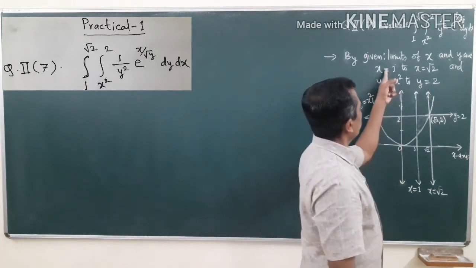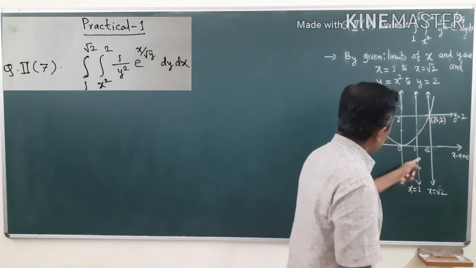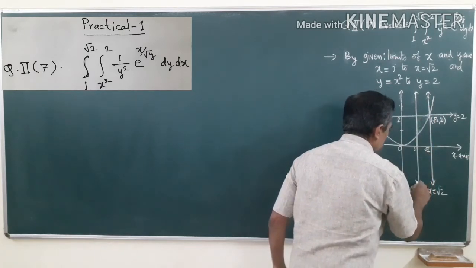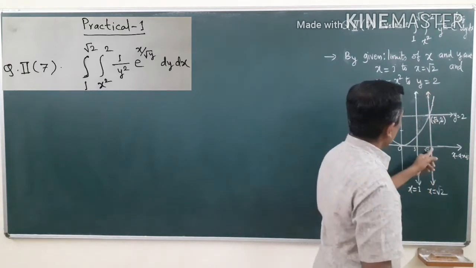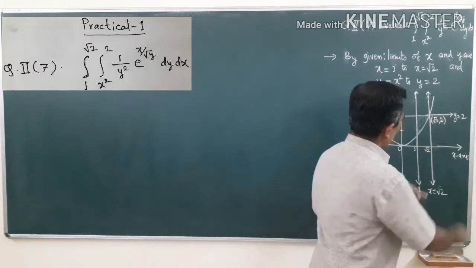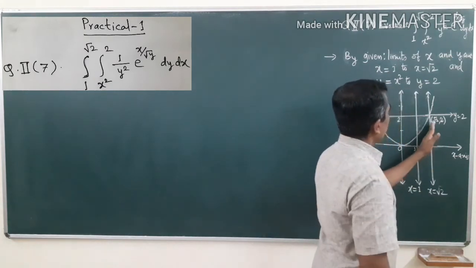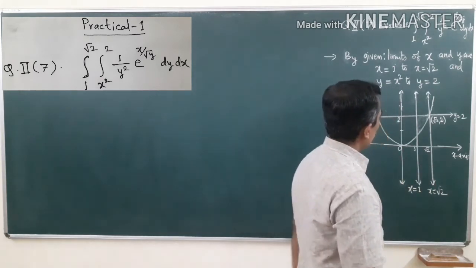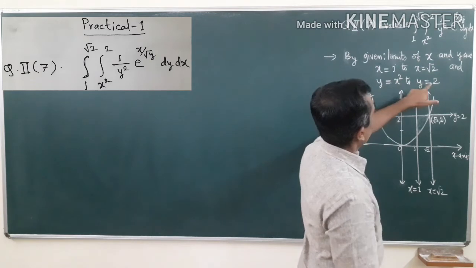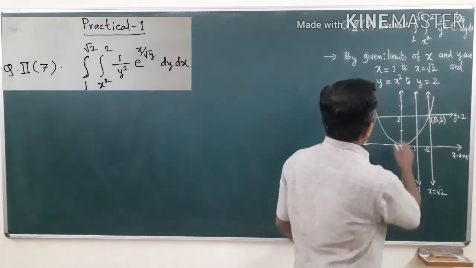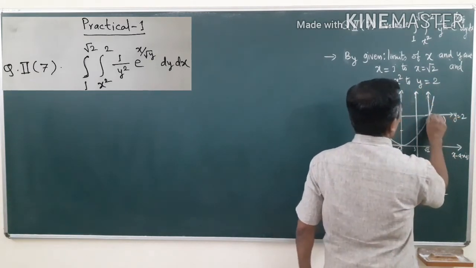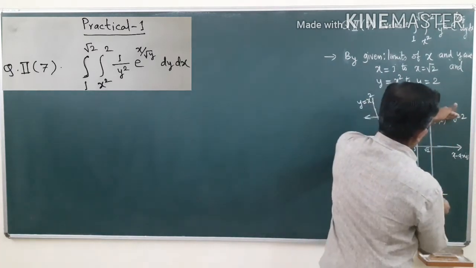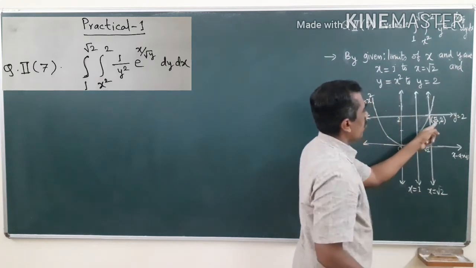So first of all I will plot x is equal to 1. This is the line x is equal to 1. Then x is equal to root 2, a line parallel to the y axis. These are the graphs of x is equal to 1 and x is equal to root 2. Now go to y. Here is the line y is equal to 2, so first plot that line. This is the point of intersection of the line x is equal to root 2 and y is equal to 2. The coordinates of this point are root 2 comma 2.